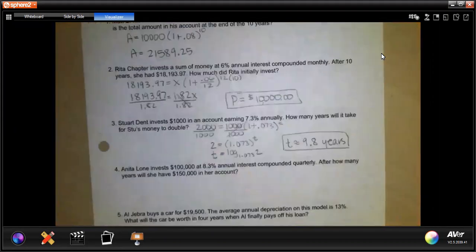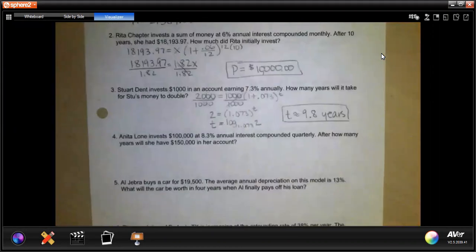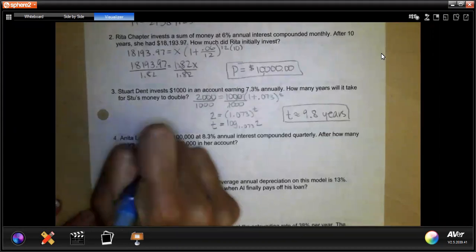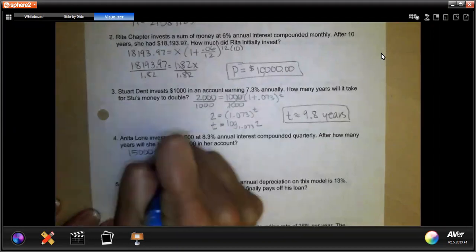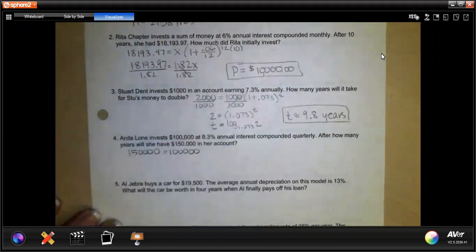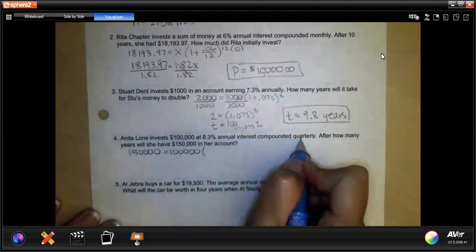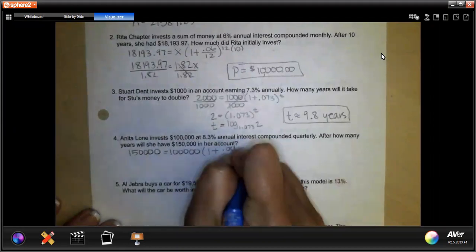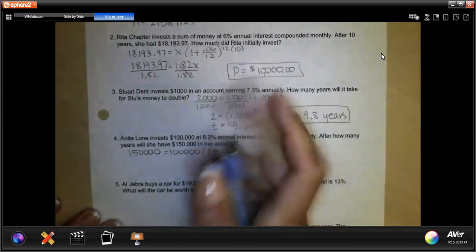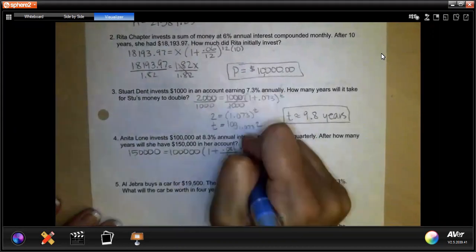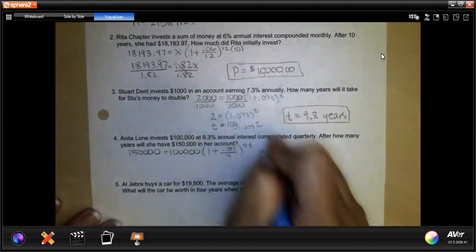All right. Anita Loan invested $100,000 at 8.3% annual interest compounded quarterly. For how many years will she have $150,000 in her account? So my final value is $150,000. We started with $100,000, so that's my P. This is interest compounded quarterly, so I'm going to use the 1 plus 0.083 over 4, because that's what quarterly is. That happens 4 times a year. And then 4 times t.